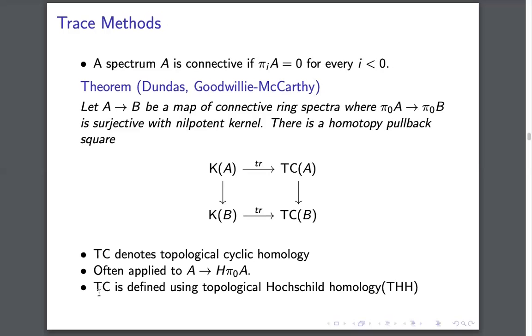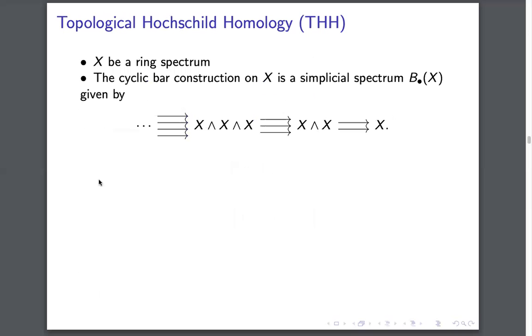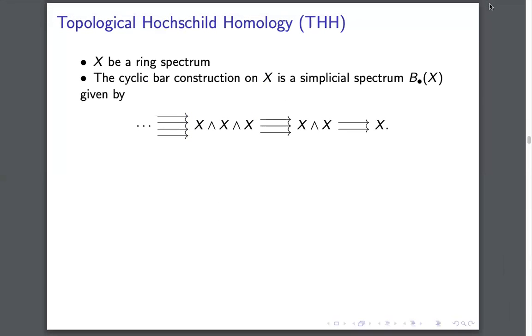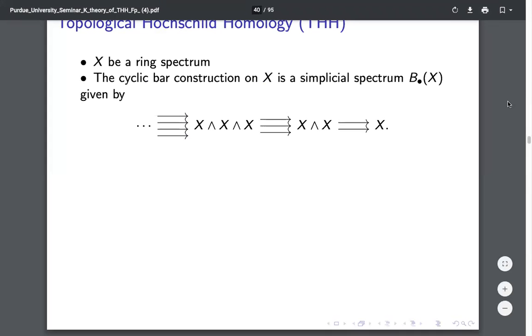Okay, so topological cyclic homology. In order to define topological cyclic homology, I need to define topological Hochschild homology, because that's what's used in the definition. I must say that the point is that TC is more approachable than K-theory, but K-theory being so complicated, TC is also relatively complicated.